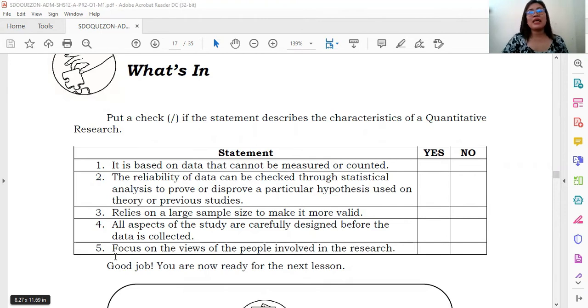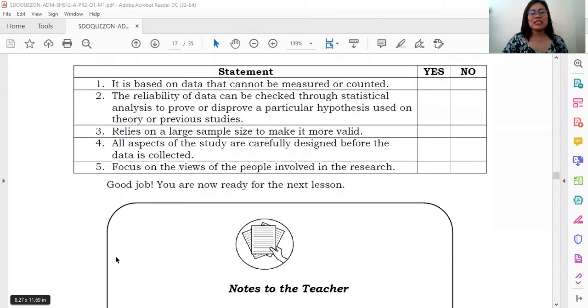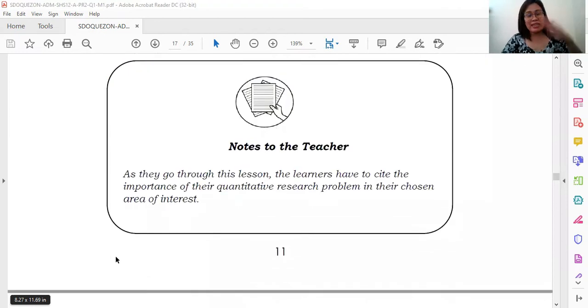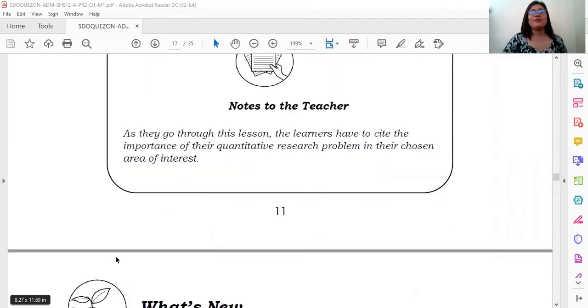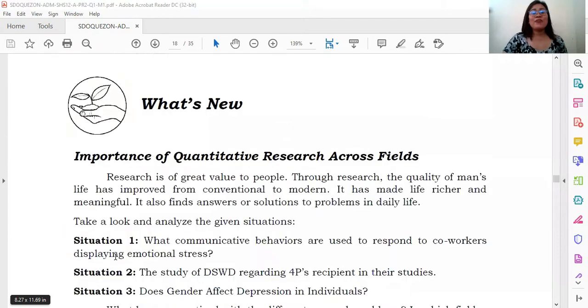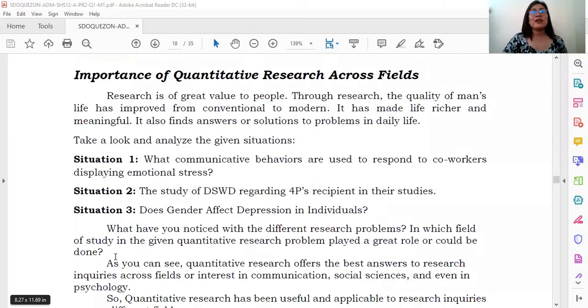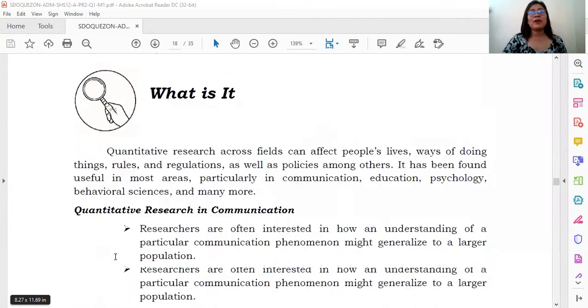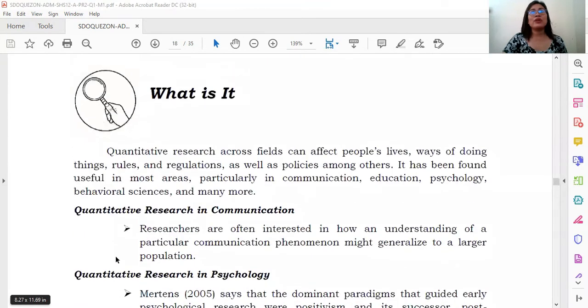For What's In, you'll just have to check whether it's yes or no, if the statement describes the characteristics of quantitative research. It's just like a recap of lesson 1. For What's New, you'll just have to read what's in that part. So also in What Is It.